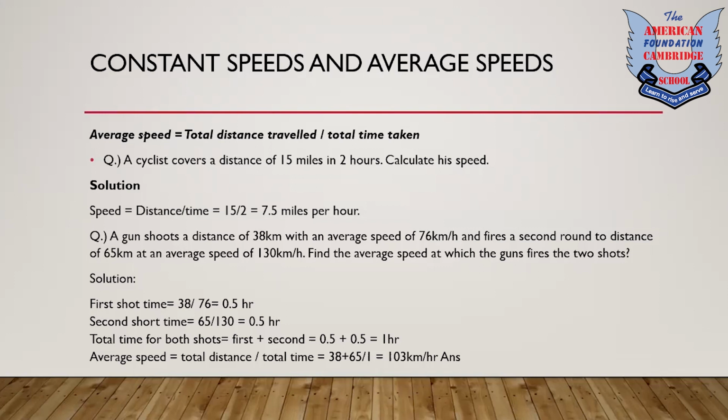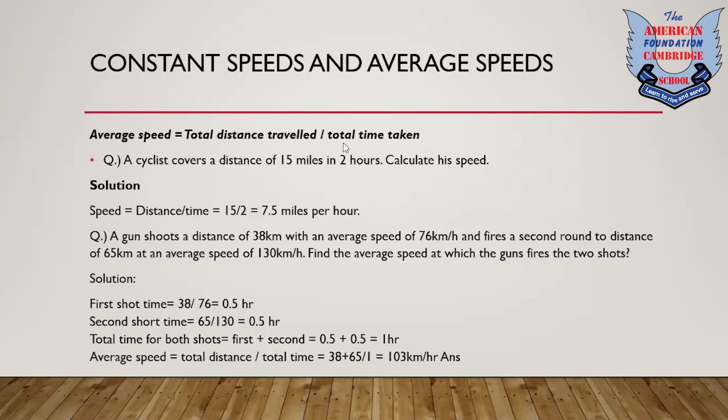Second, a gun shoots a distance of 38 kilometers with an average speed of 76 kilometers per hour, and the second round is fired at 65 kilometers at an average speed of 130 kilometers per hour. Find the average speed. A bit confusing, since both speeds are mentioned here. To find the average speed, you'll write the total distance. We can find the total distance easily, but we don't know the time. So you'll use the first distance and the first speed to calculate the time. Whenever you need to calculate the time, you'll divide the distance by the speed.